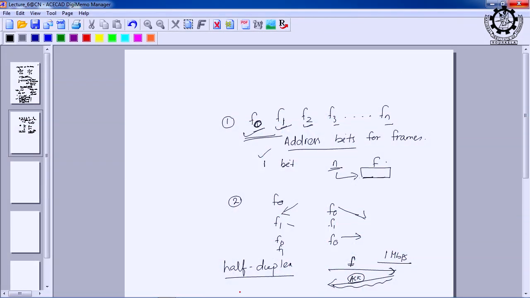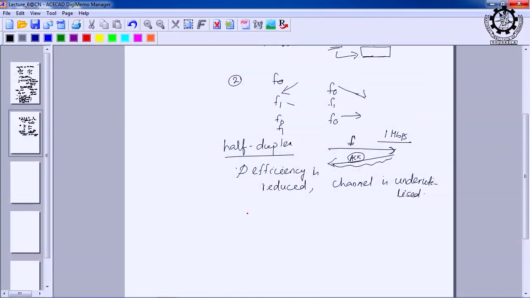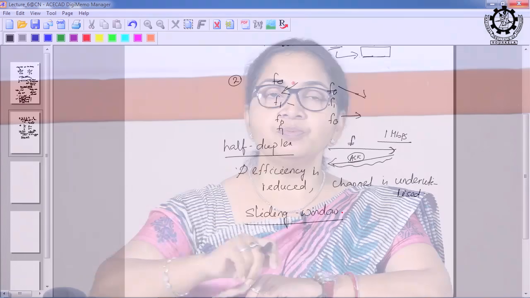So, this is the drawback in terms of percentage of efficiency. Efficiency is reduced and the channel is underutilized in this half duplex mode of communication or stop and wait protocol. To avoid this, there is an improvement upon this protocol called the sliding window protocol. What this protocol does, instead of sending one frame at a time and waiting for the response to come back from the receiver, the sender is allowed to send multiple frames depending on the capability of the receiver. Let us say the receiver is capable of processing 100 frames. In case of your half duplex, in case of your stop and wait, what are you doing?